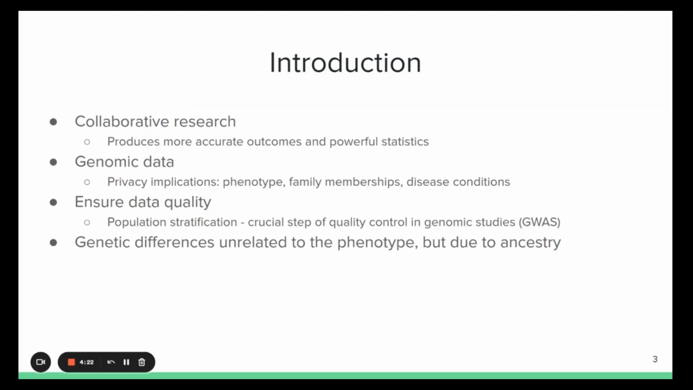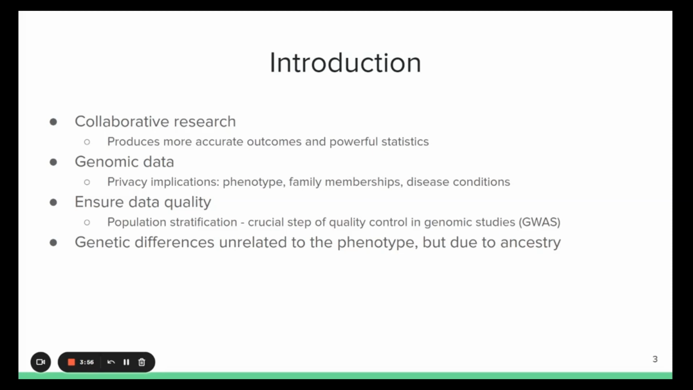Collaborative research has been more and more important in various areas in computer science, but especially for genomic research, since it usually produces more accurate outcomes and powerful statistics. The main privacy implications for genomic data include phenotype, family memberships, disease conditions, etc. And before performing the collaborative research, we also need to ensure the data quality.